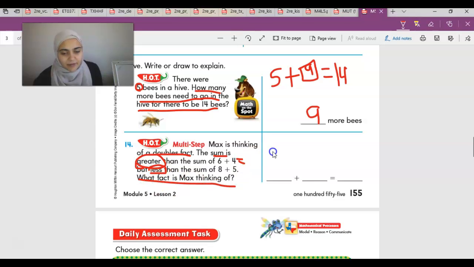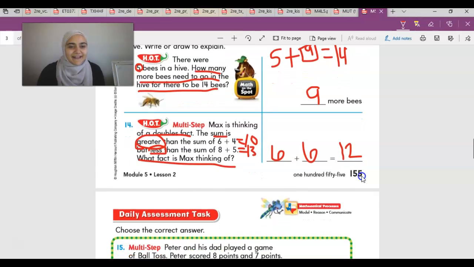So what is 6 plus 4? 10. Very good. And what is 8 plus 5? 13. Very good. So the sum is greater than 10 but less than 13. What is bigger than 10 but less than 13? It could be 11 and it could be 12. Well, does anything plus anything equal 11? No. But does anything plus anything equal 12? What plus what is 12? 6 plus 6 is 12. So the doubles fact must be 6 plus 6.